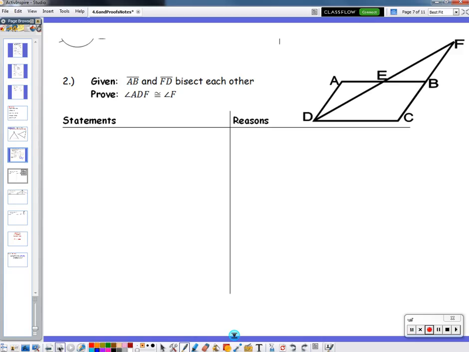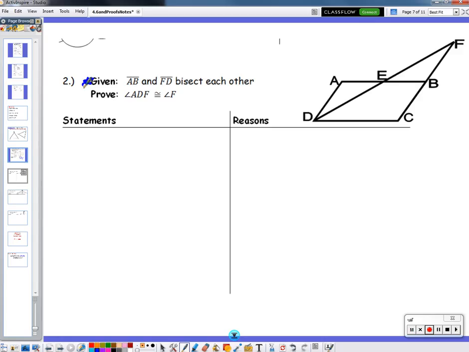So here we have a very odd-looking picture here. I see how many triangles? 1, 2, 3 maybe? Maybe more than that. But we're not worried about that right now. All we can start with is using our given information. Okay? Whenever you're doing a proof, you always want to start with what's given to you.